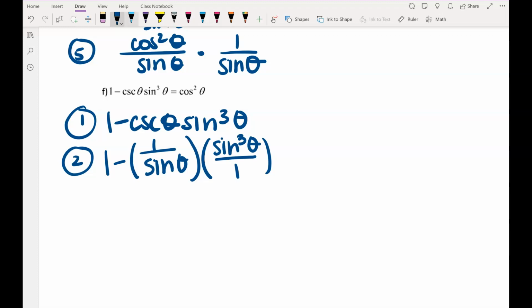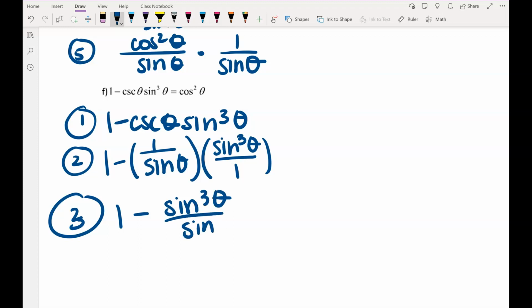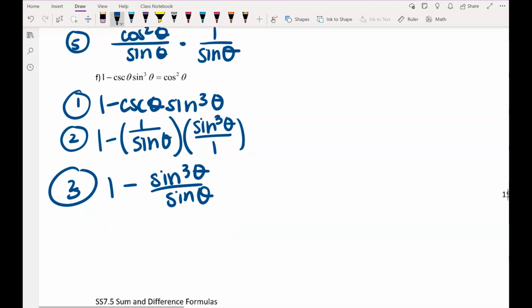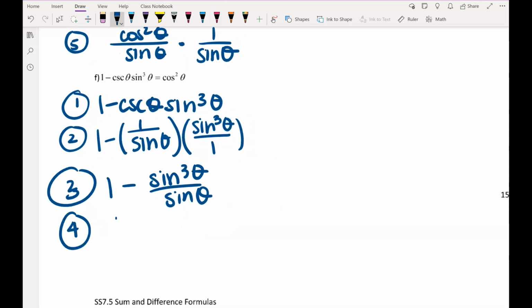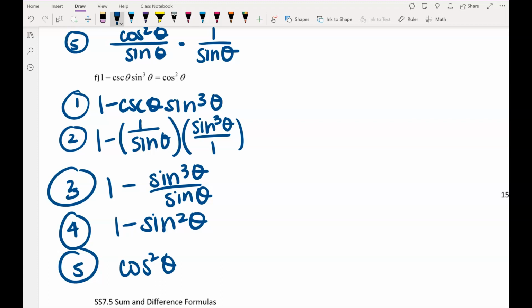So then I just multiplied this together, so it'd be 1 minus sine cubed theta over sine theta. 1 minus, one more time? Oh, okay, I see it. Yep, over sine theta. You are right. And then I simplified that into 1 minus sine squared theta. Yep, you are all perfect. And then that turned into cosine squared. You are right. Yay. Excellent, you guys.